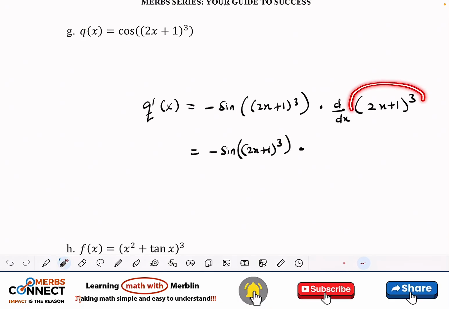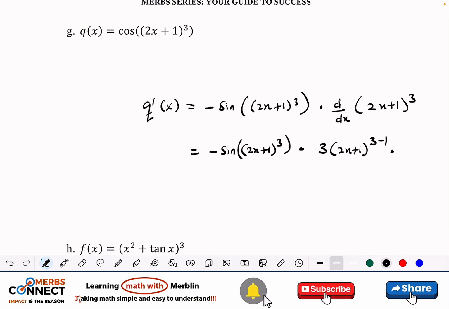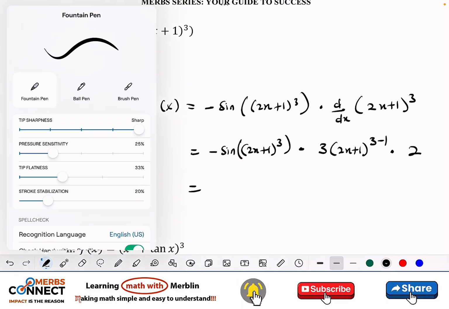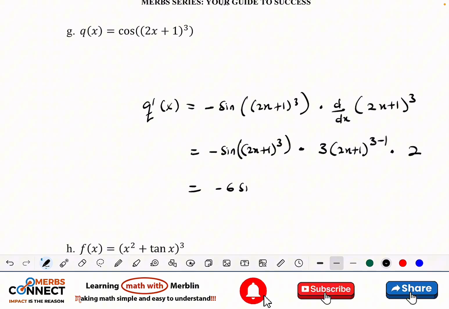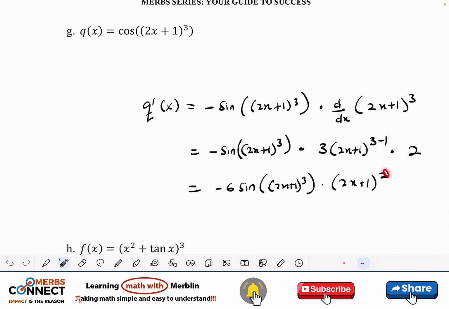Now when we need to differentiate this, we need to use the chain rule, power rule, right? So this 3 will drop down, (2x plus 1) to the power 3 minus 1, times, then now you differentiate what is inside the bracket, which is going to give us 2. And 3 times 2 is going to give us 6. So this is going to give us minus 6 sine of (2x plus 1) cubed, times, when I simplify this, (2x plus 1) to the power 2. So this is what I'm going to get at the end of the day.